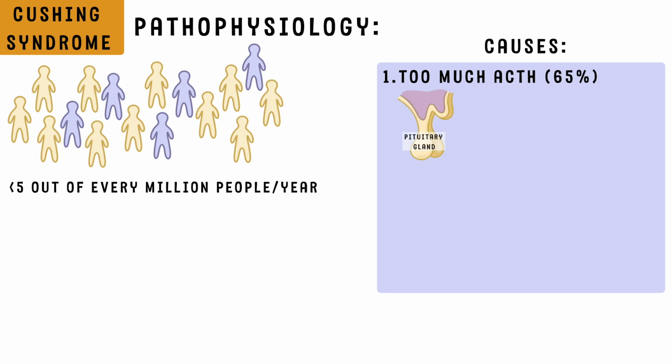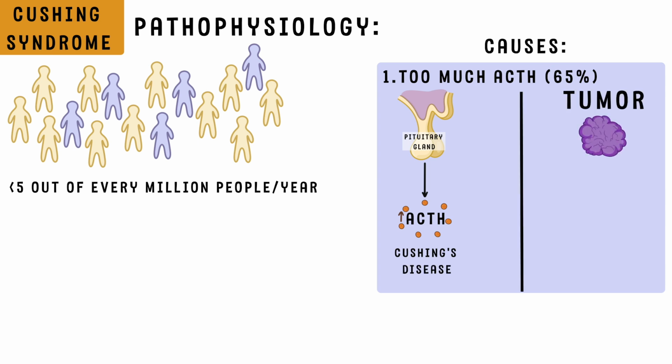The pituitary gland in the brain makes too much ACTH. This is called Cushing's disease. Second is a tumor somewhere else in the body, not the pituitary, that makes too much ACTH. This is called ectopic ACTH production. In both cases, the extra ACTH causes the body to make too much of the hormone cortisol.